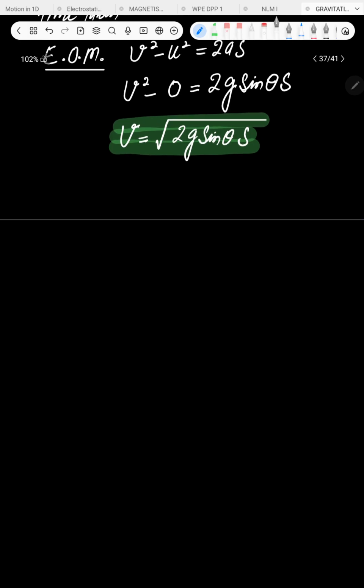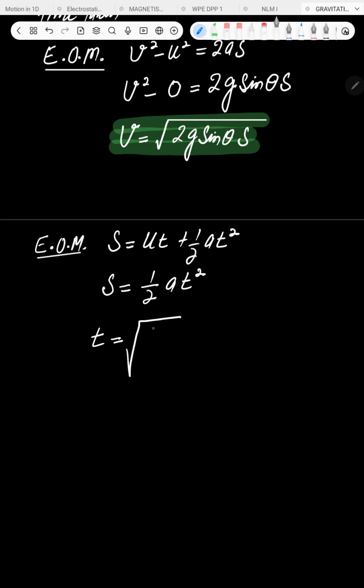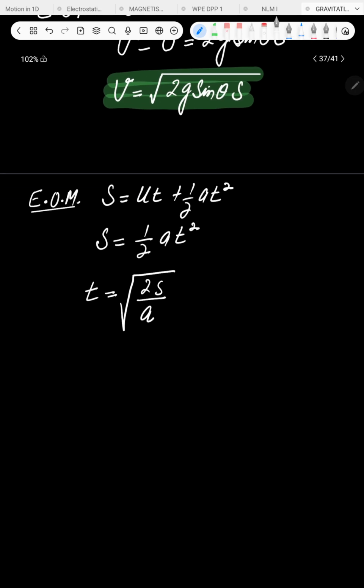Again I will use an equation of motion. Which equation will that be? That will be this equation, s equals ut plus 1 by 2 at square, isn't it? Equation number second. The initial velocity is obviously equal to 0, so this displacement comes out to be 1/2 of at square. Now I want to calculate t here, so t will be obviously equal to the square root of 2s divided by a.